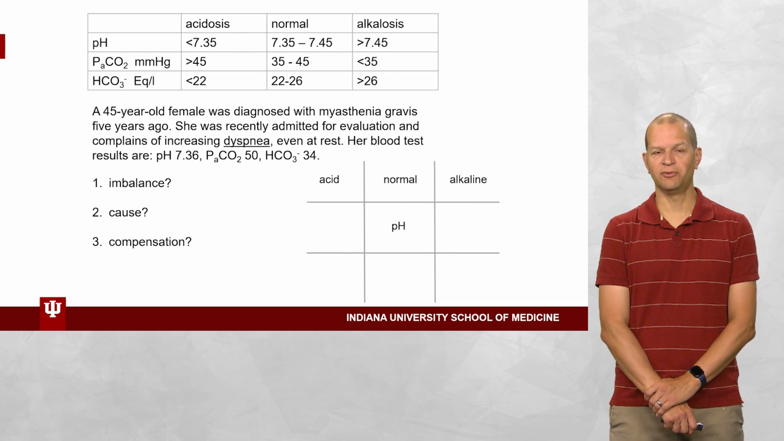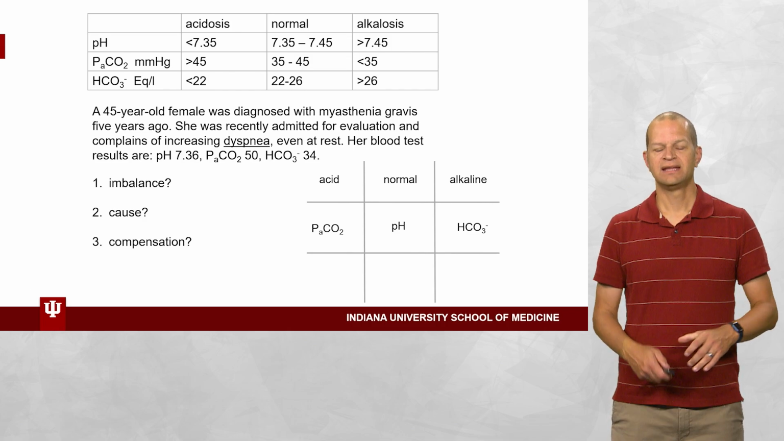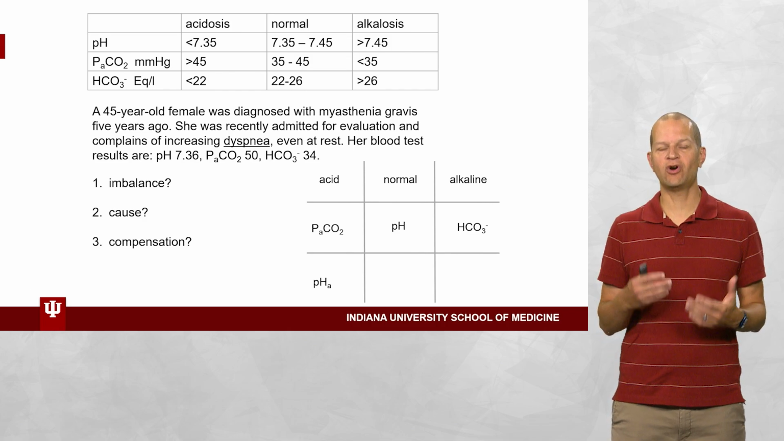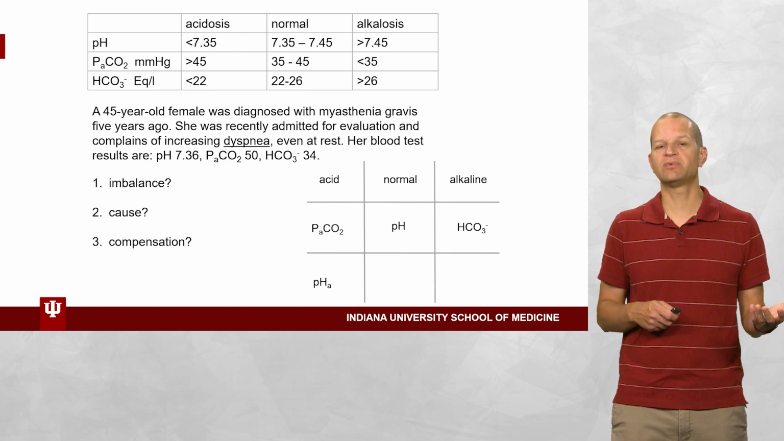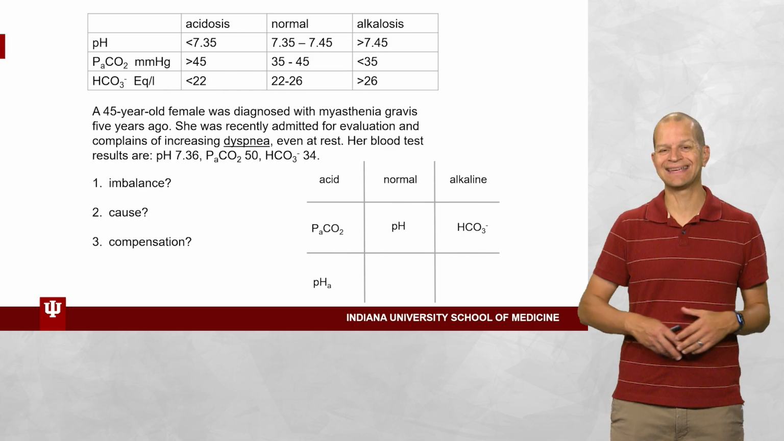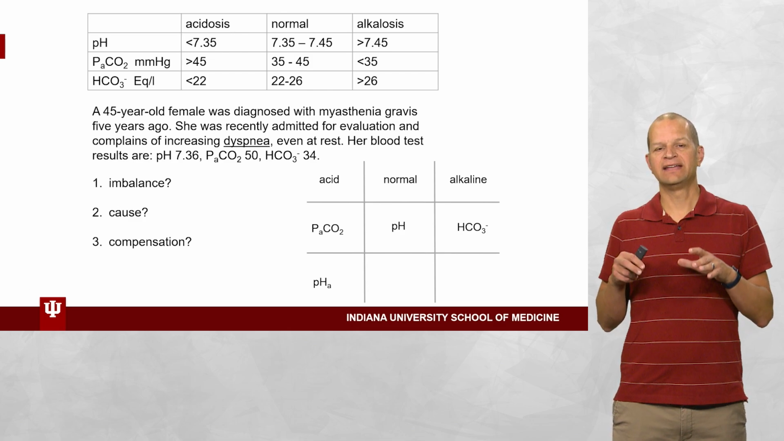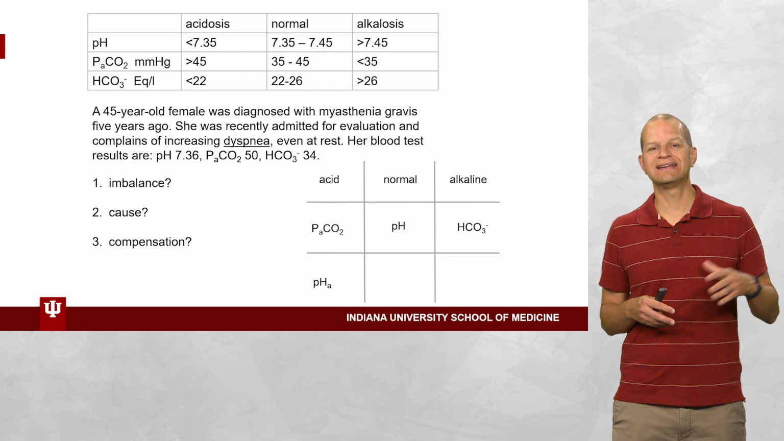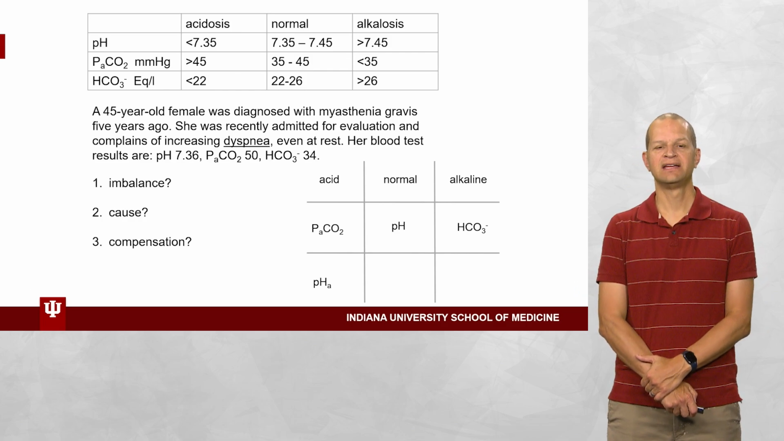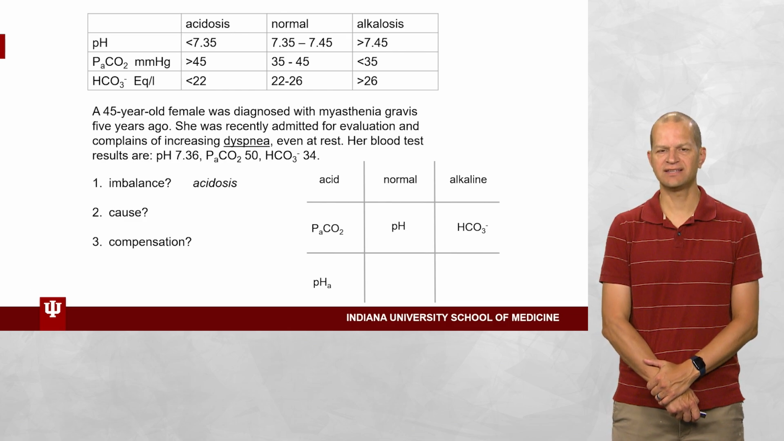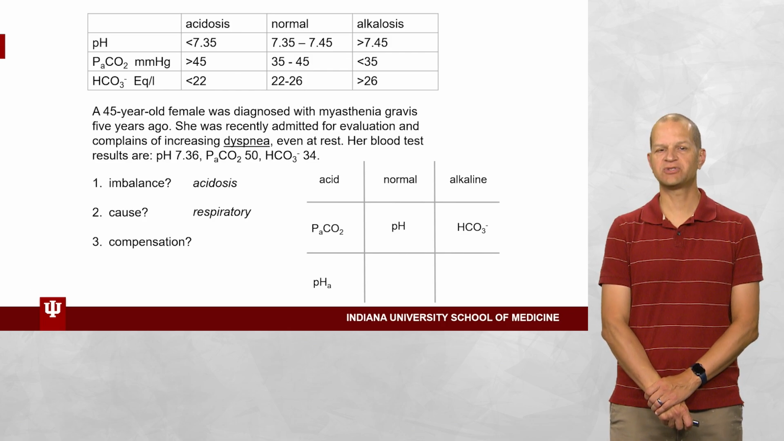So if we look at her pH, it's normal. CO2 is acidic, bicarb is alkaline. Because pH is normal, that should let you know that we've got total compensation going on. But there's still an imbalance, and the reason we know that is because CO2 is acidic and bicarb is alkaline. So we have to take basically an alternate pH. In other words, is her pH closer to being acidic or alkaline? In this case, 7.36 is closer to being acidic. So we say this person has acidosis. Since CO2 is in the same column as that alternate pH, we say that she has respiratory acidosis.